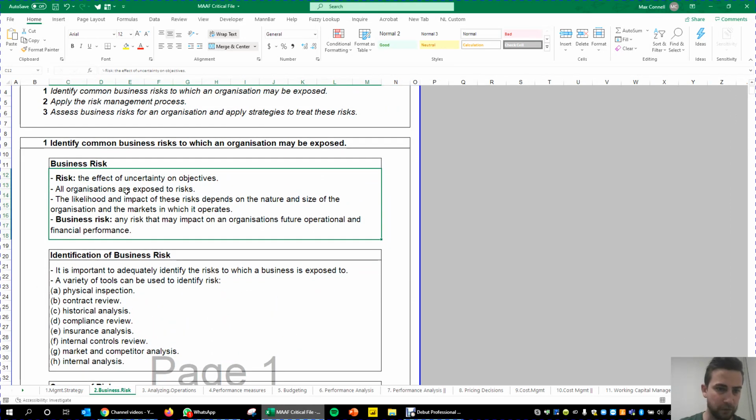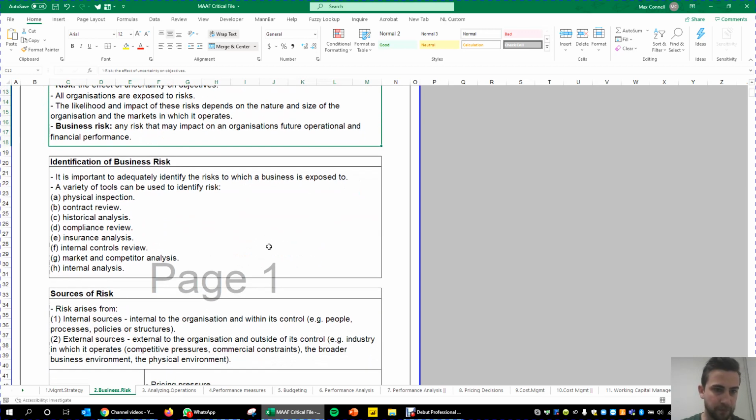So, first of all, what is risk? The definition is the effect of uncertainty on objectives. So whether or not the organization is actually going to achieve its objectives, what are the potential pitfalls that may stop the business from achieving these objectives?